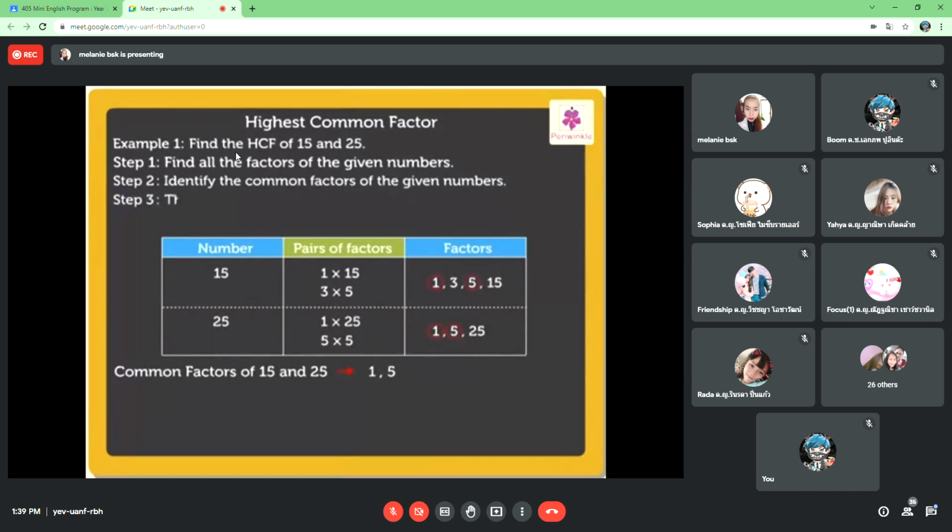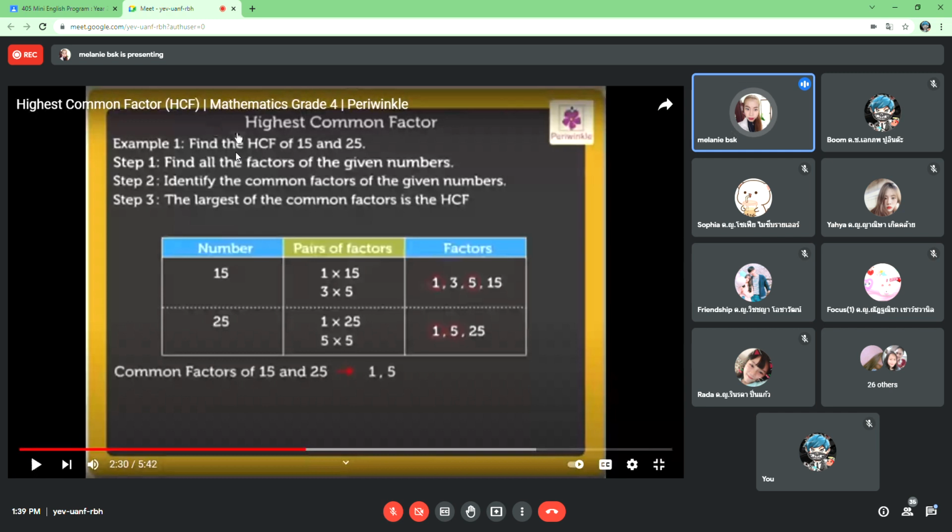Step 3. The largest of the common factors is the HCF. Highest means the largest, the greatest common factor, children. So we have 1 and 5. 1 is the lowest, 5 is the highest. So what is the highest common factor of those two numbers? Anybody?